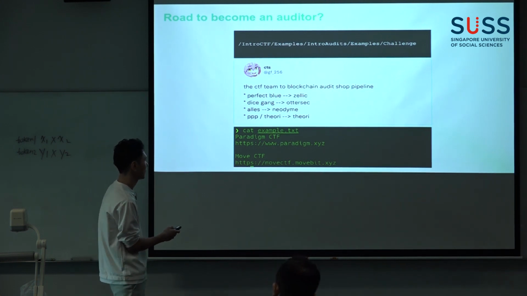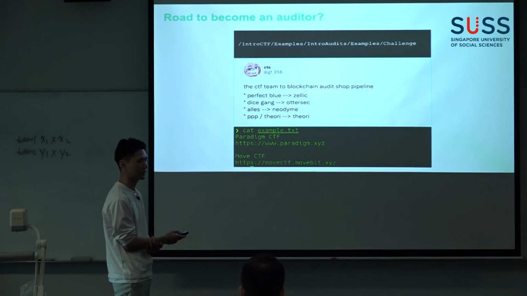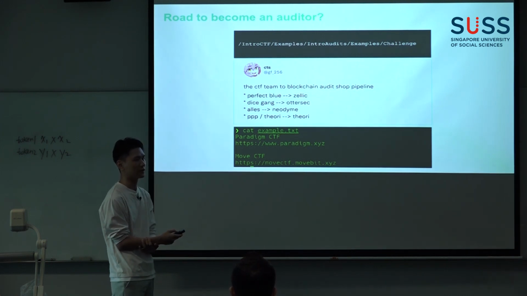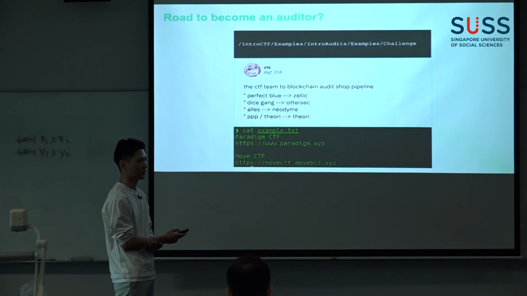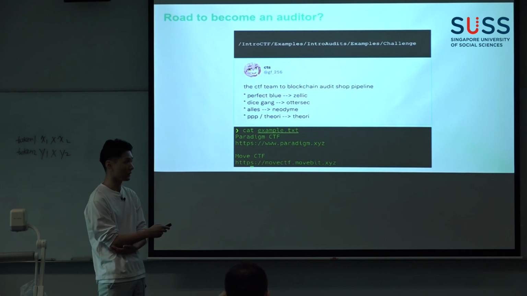So here's the Paradigm CTF. They update their CTF questions every year based on the current trend. So for example, last year's Paradigm CTF, they added smart contracts in Rust, which represents Solana contracts. They added contracts in Cairo, which is for StarkNet. And they also had the traditional EVM Solidity questions.